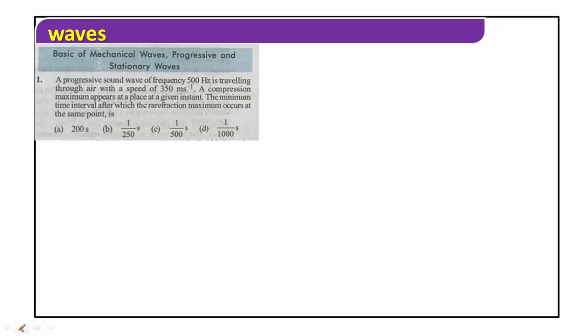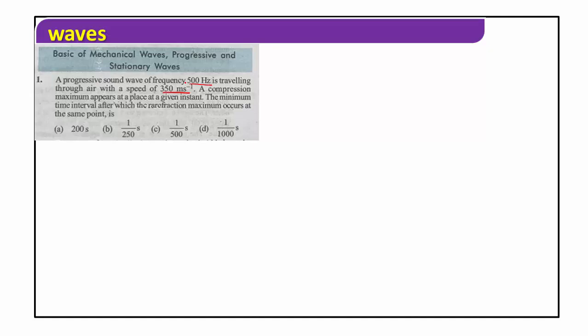The first question: a progressive sound wave of frequency 500 Hz is traveling through air with the speed of 350 meter per second. A compression maximum appears at a place at a given instant. What is the minimum time interval after which the rarefaction maximum occurs at the same point?